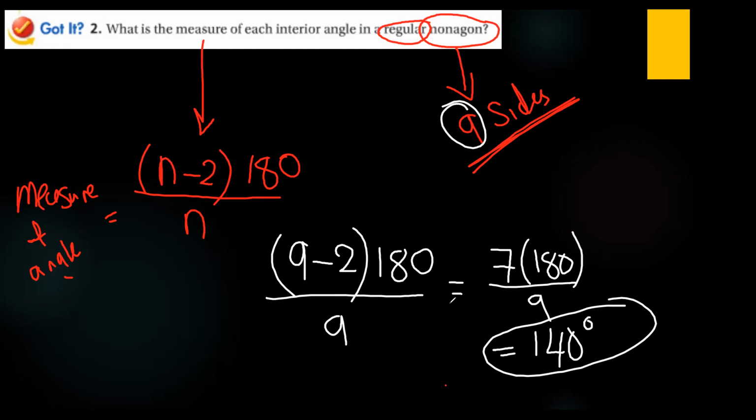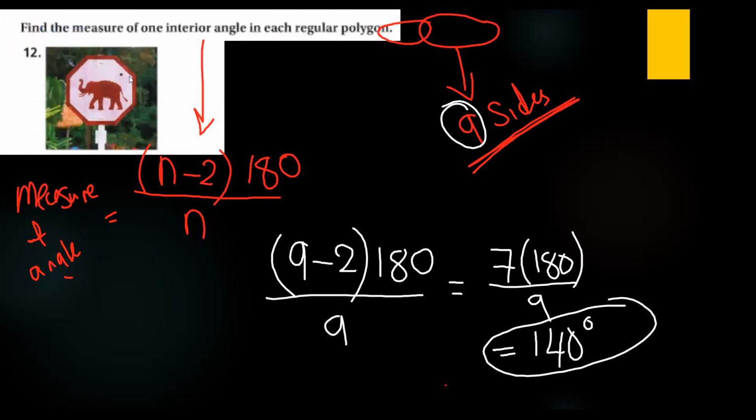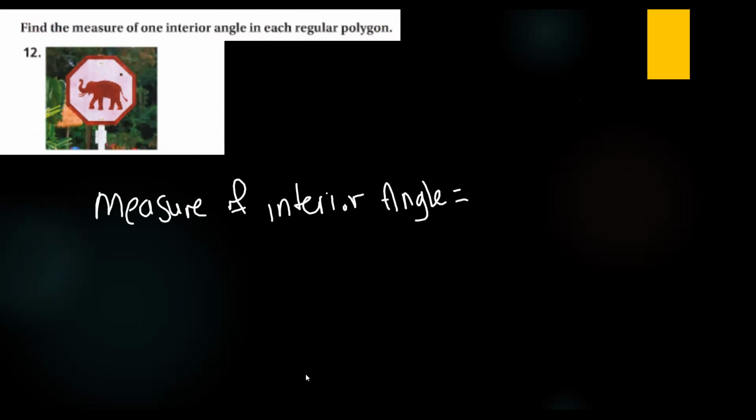Is it clear? Yes, miss. So I will repeat, n minus 2 times 180 over n. Now here, find the measure of one interior angle in each regular polygon. Here now, what do I need to find? The measure of the interior angle. How? As we said before, n minus 2 times 180 over n.